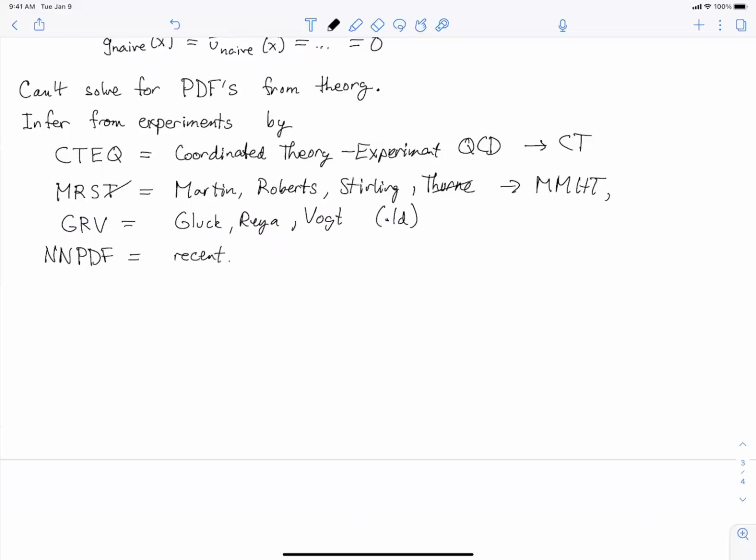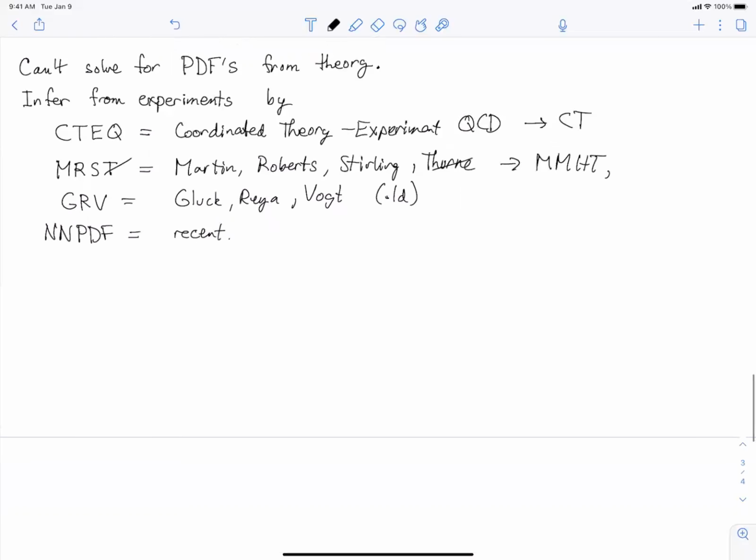And so if you're doing some calculation, you can try it with one PDF and then hopefully try it with somebody else's PDF and hopefully get the same answer or close to the same answer. Of course, you won't get exactly the same answer because they're not quite the same. They use different methods to fit experiment to get the parton distribution functions.